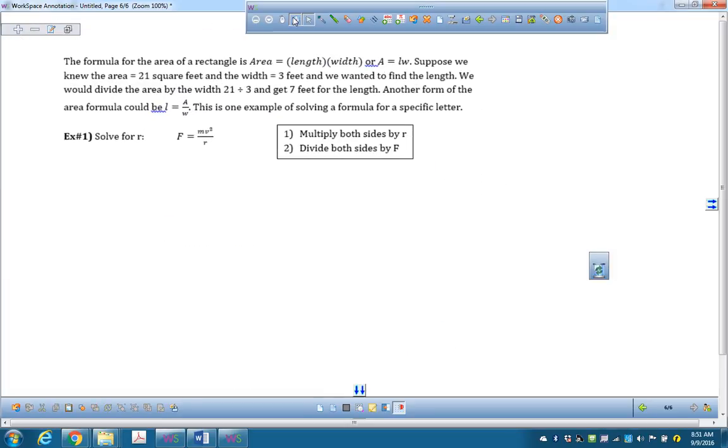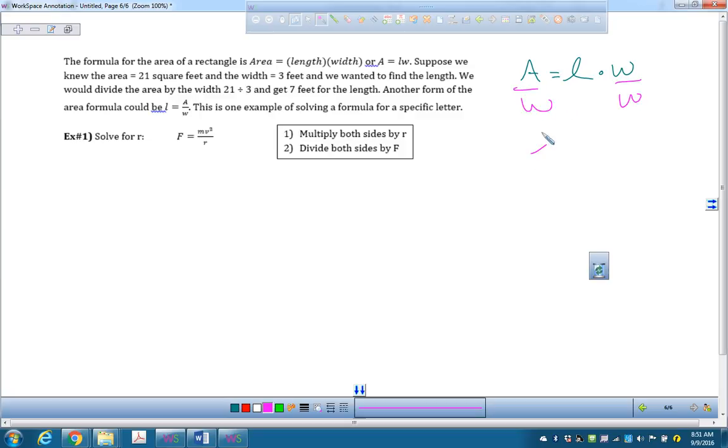Area is equal to length times width, right? I could just as easily say length is equal to what divided by what? Area divided by width, right? If I divide both sides by W, then I get length is equal to A divided by W, which is where this formula comes from.